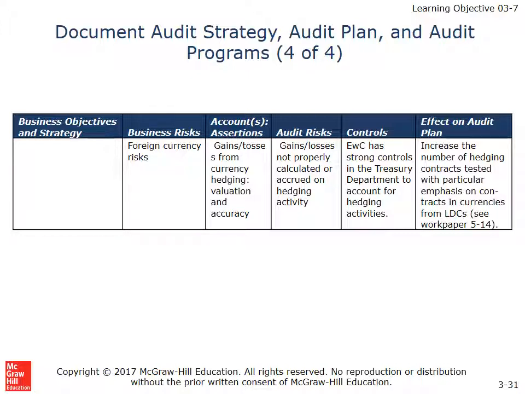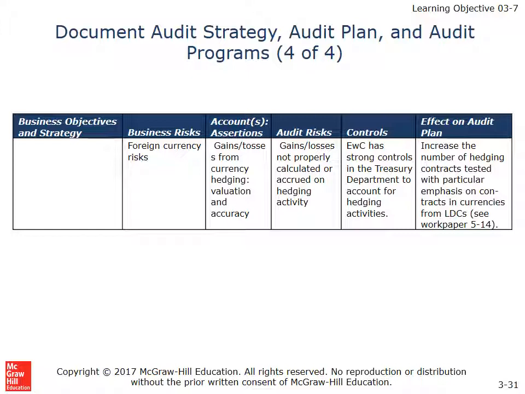What does EWC, the company, do to control that risk? They have strong controls in the Treasury Department to account for hedging activities. What do we do? Increase the number of hedging contracts tested. So let's look at those and make sure we emphasize contracts and currencies. Okay, so this is just an example of how we plan the audit.